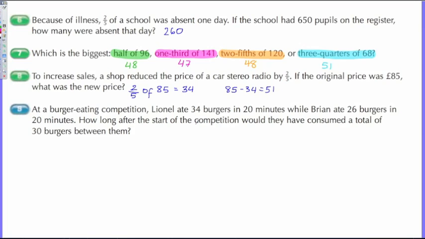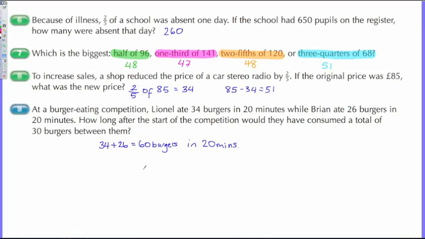The last one is a bit more tricky. It says, at a burger eating competition, Lionel ate 34 burgers in 20 minutes, while Brian ate 26 burgers in 20 minutes. How long after the start of the competition would they have consumed a total of 30 burgers between them? So we need to see how many burgers they ate altogether in 20 minutes. So we've got 34 burgers and we've got 26. That's going to give us 60 burgers in 20 minutes.